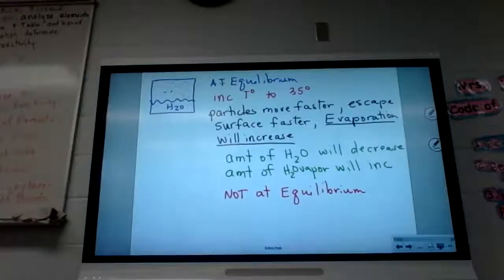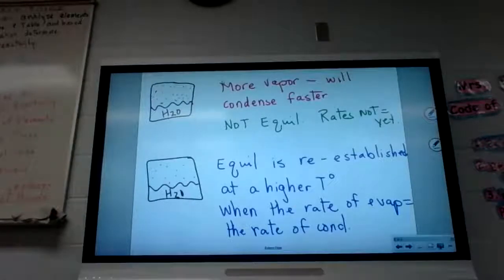Could we do the same thing if we lowered the temperature? Yes. So if we lowered the temperature, what would happen to the water? Increase. All right, we'd have more water. What would happen to our vapor? Decrease. Okay, so we have less evaporation. Our rate of condensation would go down, because we'd have less vapor. So we'd have a reestablished equilibrium, but the rates would be lower if you had a lower temperature.